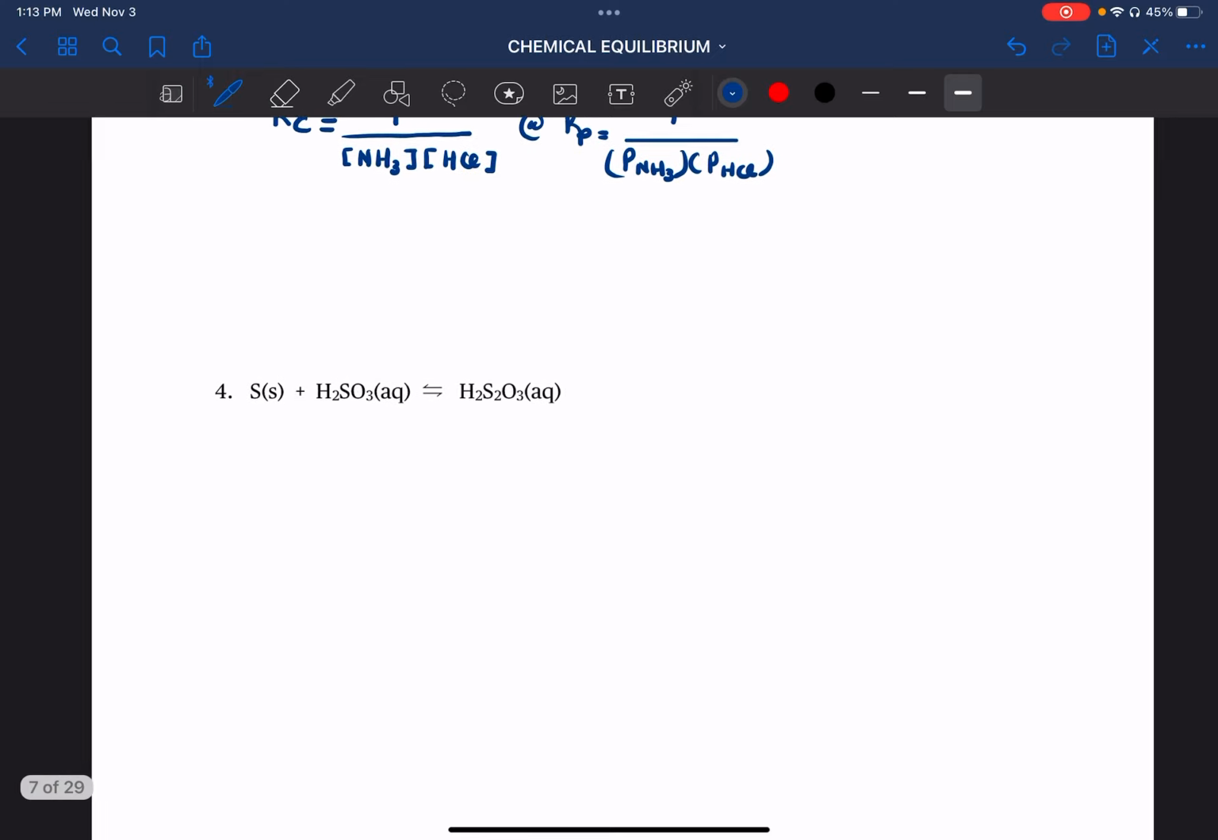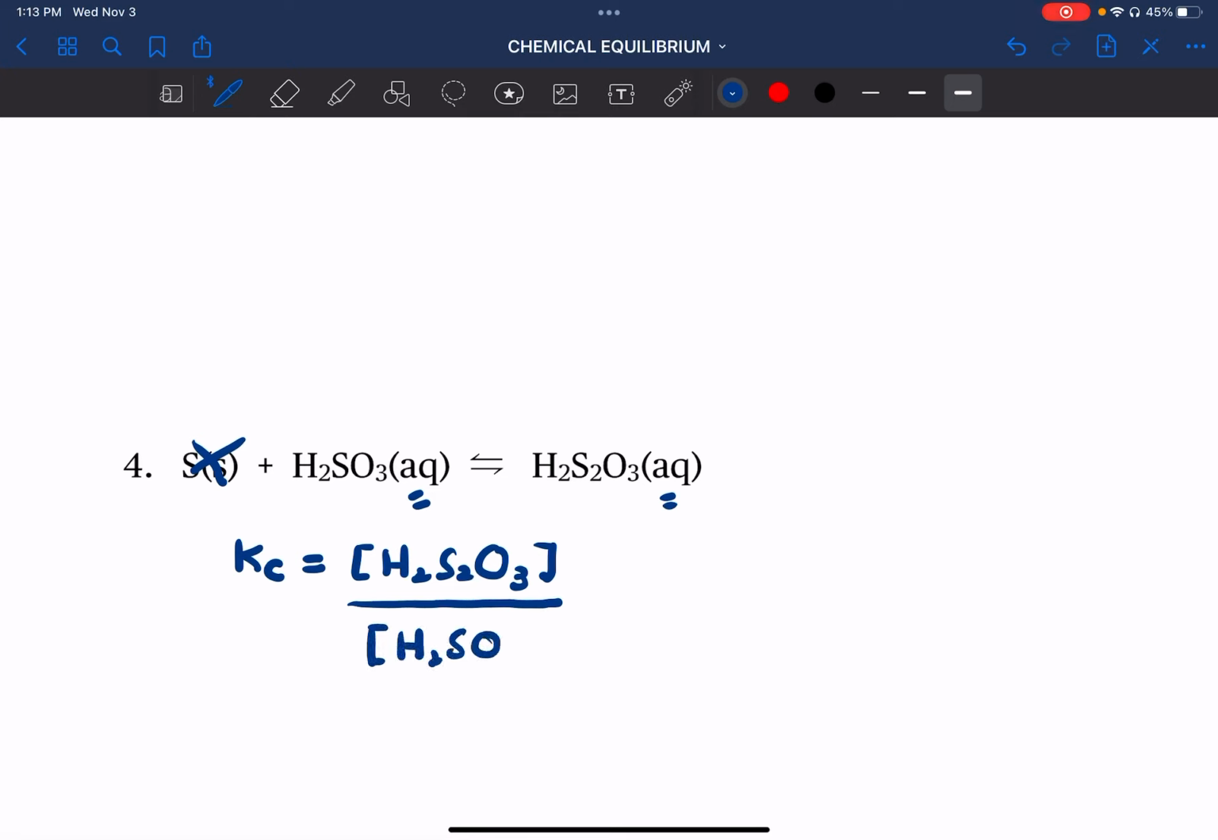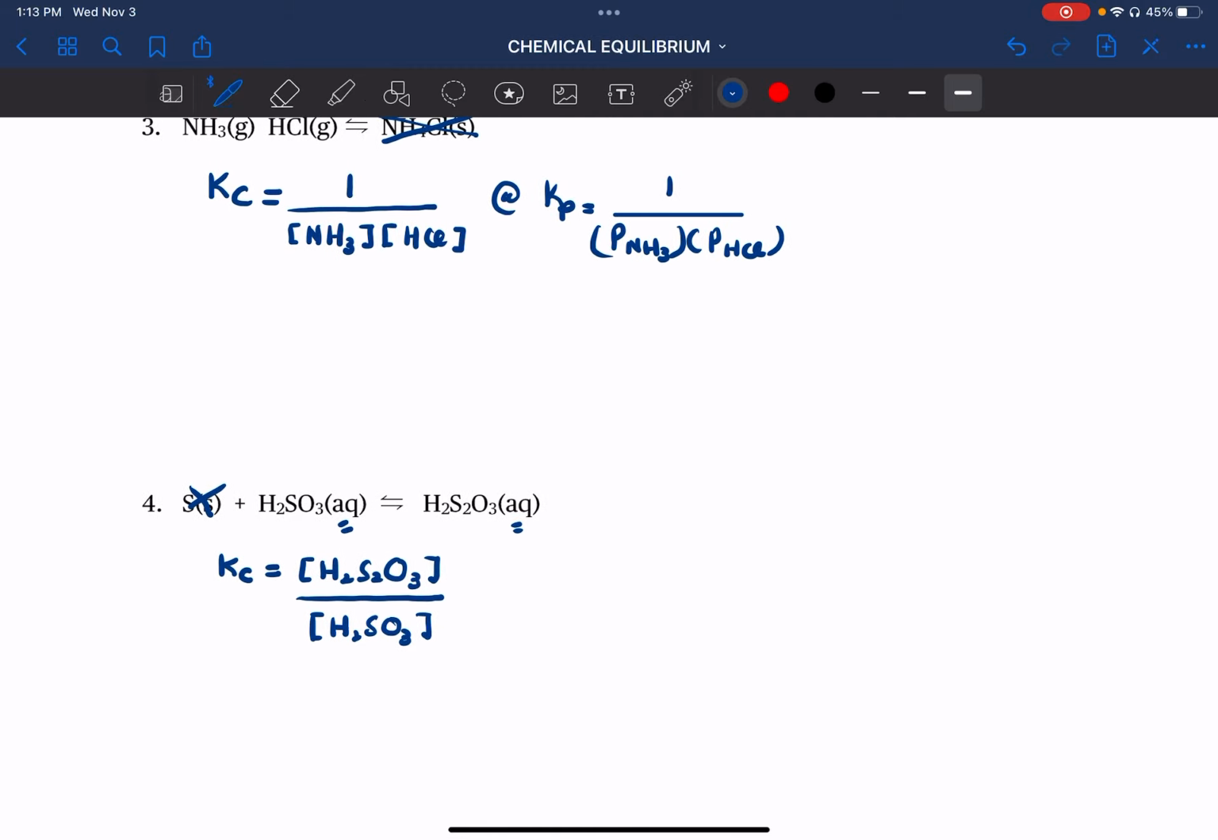Okay, last one, number 4. Okay, solid, kita cancel. Okay guys, kalau aqueous, kita tak boleh tulis in terms of Kp. Sebab Kp only for pressure. So, kita boleh buat dia in terms of Kc lah. So, H2S2O3 divide by H2SO3. So that's it. Senang je kan?